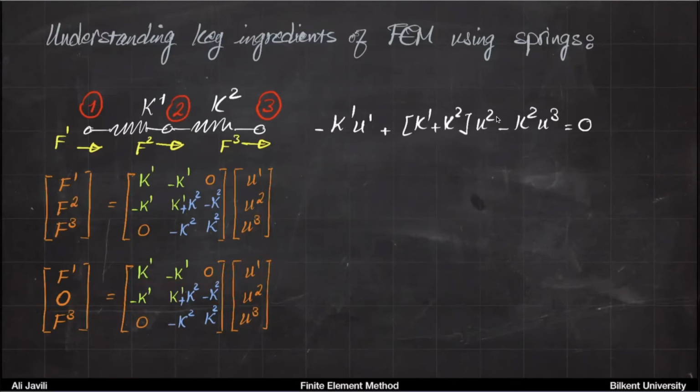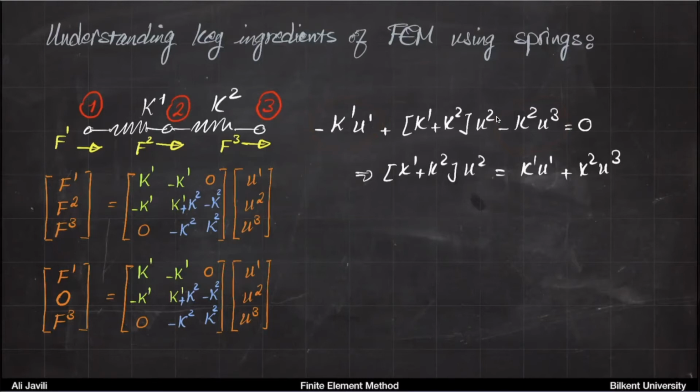This is our constraint equation. Now, if we play with the terms a little, I'm going to take these two to the right-hand side. If you do that, you would see (K1 + K2) times U2 is K1 U1 + K2 U3.